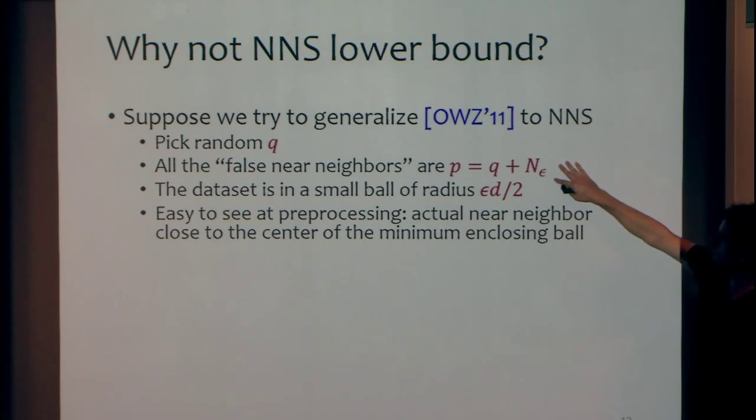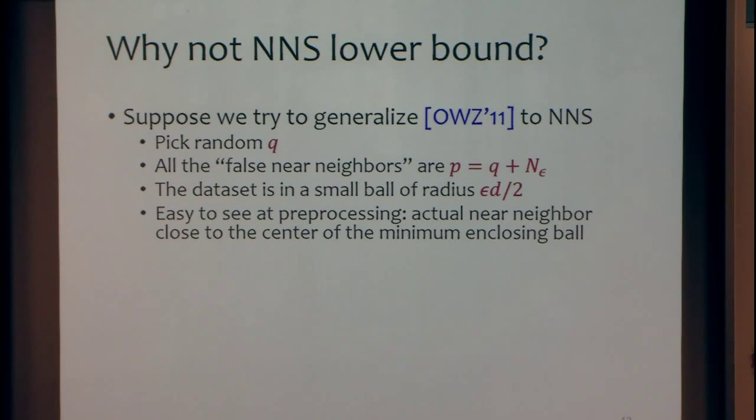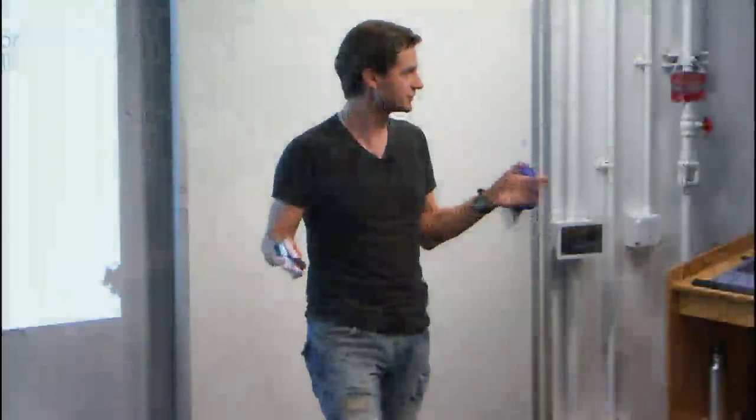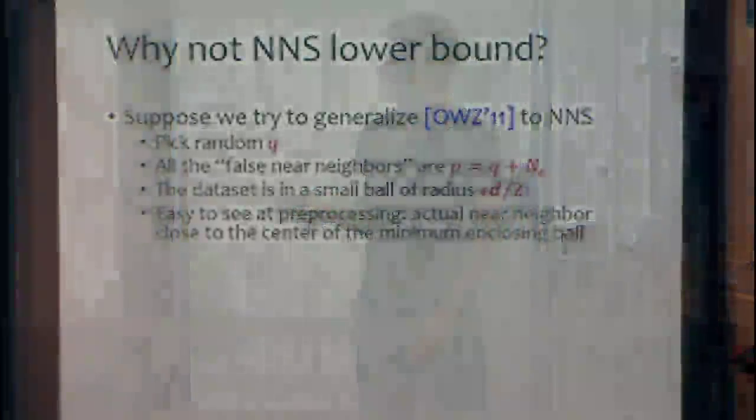because this is the distribution, right? So now that you have a lot of points that are correlated with Q, this means that there is a small ball that contains all of them, and if you think about it, then the near neighbor has to be roughly close to the center of that ball. So if you look at the data at the beginning, even before the query comes, you already see some structure in the data. So this structure can be exploited. This is the message.